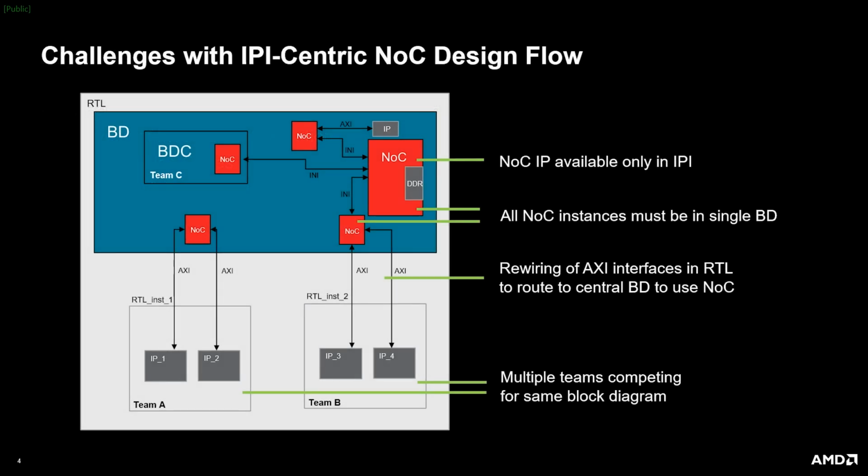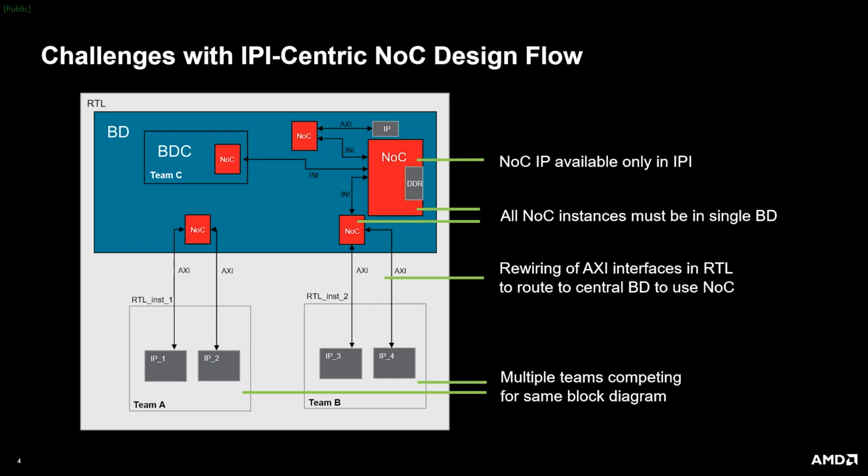There are several challenges that exist with our current NoC solution. From the beginning of the Versal Adaptive SoC, the NoC IP was developed as an IP integrator-only IP. This requires all instances of the NoC IP to be placed on a block design canvas. Let's consider the effects of this decision.